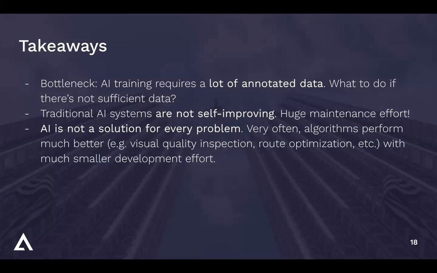Yes. So I think the key takeaways from what Nicola just told us is that there's one key bottleneck, and that is that AI training requires a lot of annotated data. What can you do if there is not sufficient data? That's the problem, and then it is hard to do. Well, we will show later that there are a lot of attempts to solve it, which are pretty successful. But in general, that still holds, unfortunately. And traditional AI systems are not self-improving. As Nikolai said, it is a very common misunderstanding that as soon as someone hears AI nowadays, he thinks that this is automatically self-improving. But that is unfortunately not yet the case, and there's still a huge maintenance effort required.